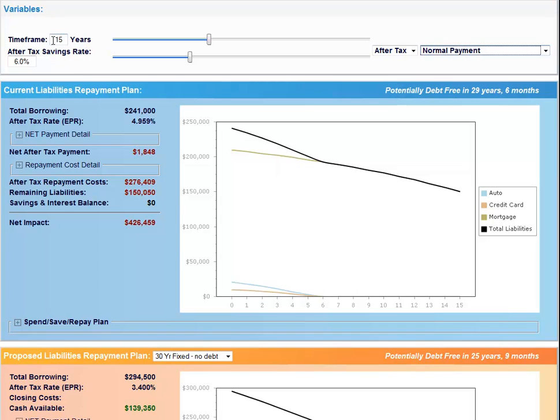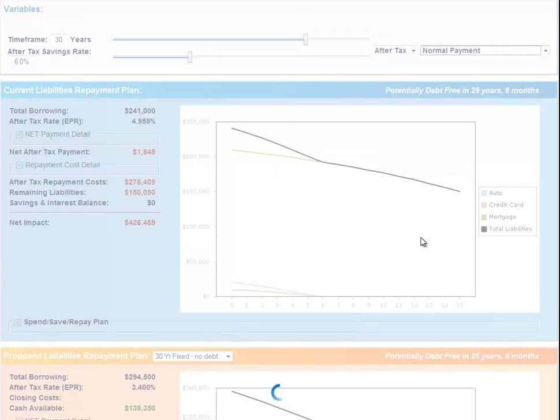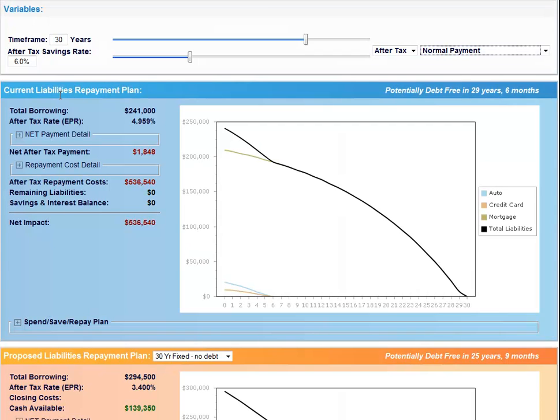Now, you'll notice if I go back to, say, a 30-year time frame so I can see the entire 30 years, this is your current liabilities, always in the blue. So I can see here all their current liabilities: auto, credit card, mortgage, and total liabilities. The black line is all liabilities.